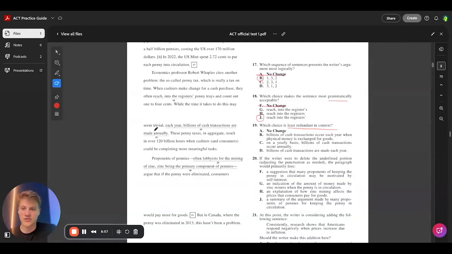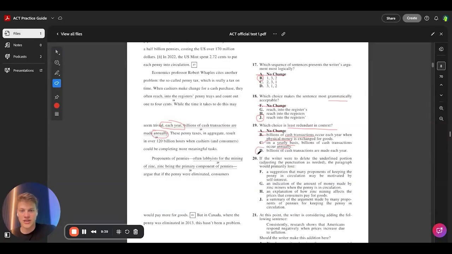So answer choice A is redundant because it says annually and each year. So it can't be no change because that is redundant. That's the same thing. When you're answering a redundancy question, just don't repeat any information ever. Answer choice B, billions of cash transactions occur each year when physical money is exchanged for goods. This is also redundant because physical money exchanged for goods and cash transactions are the exact same thing, so that's redundant, cannot be B. Answer choice C, on a yearly basis, billions of cash transactions occur annually. There's yearly and annually. Again, those things mean the exact same thing, so it's not C. So the answer choice must be D.